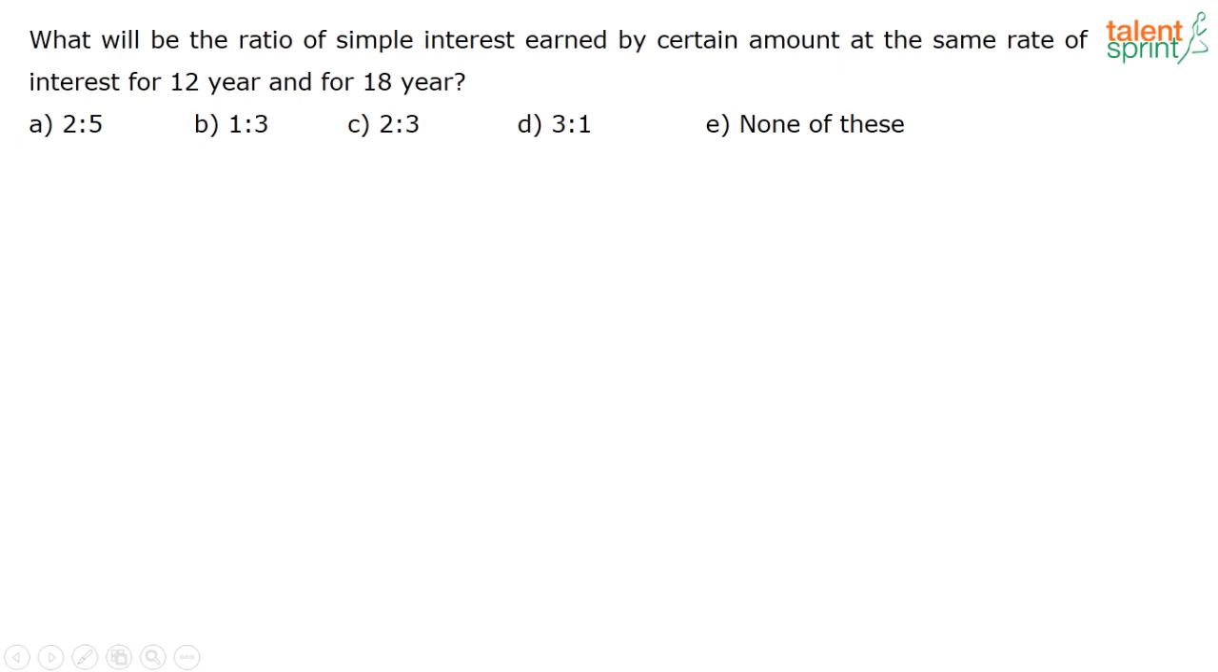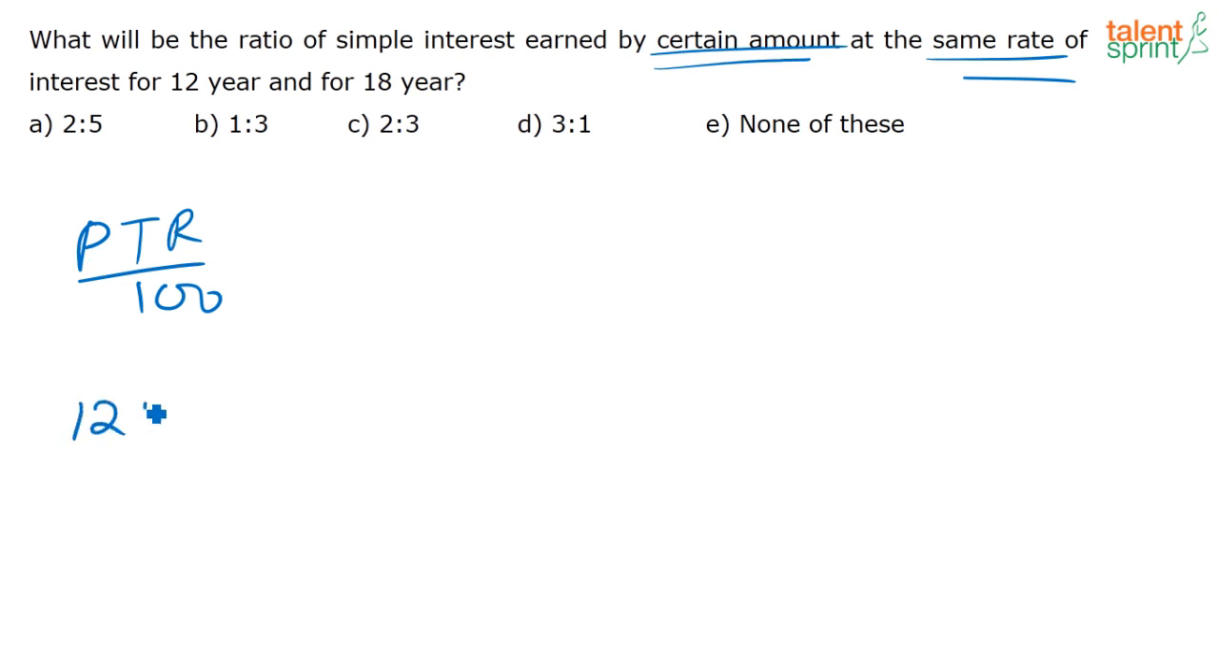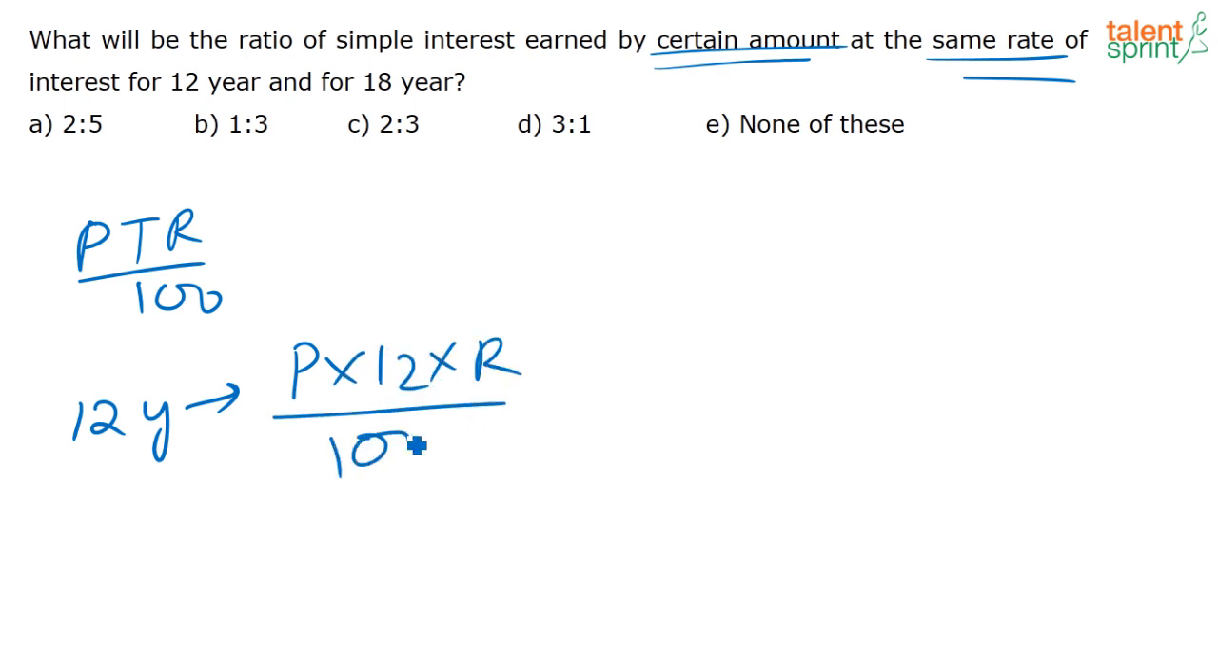See, some amount P. Okay, for 12 years. What will be the interest that it earns? P into T into, interest earned is PTR/100. Okay. Now, what will be the ratio of simple interest earned by a certain amount at the same rate? So, R is same, P is same. Year is only changing. Okay. So, for 12 years, what will be the interest it earns? It is nothing but P into 12 into R/100. This will be the interest earned by that amount.